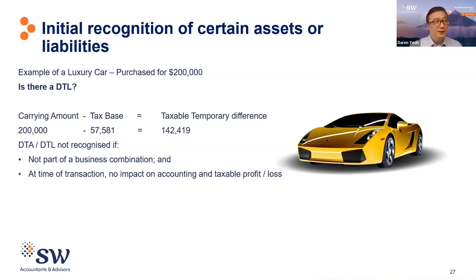So let's go through the criteria. When you bought that car, were you buying a business or an entity with a business? The answer is no, so I can tick that. At the time of the transaction, was there an impact on accounting profit and taxable income? The answer is no, because it's a balance sheet entry, so I tick that. So the initial recognition exception applies. Although you have a taxable temporary difference, you do not need to recognize a deferred tax liability on it. However, in your financial statements, you do need to disclose all your temporary differences, including those for which you do not recognize a deferred tax balance.